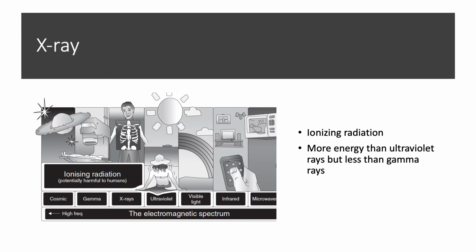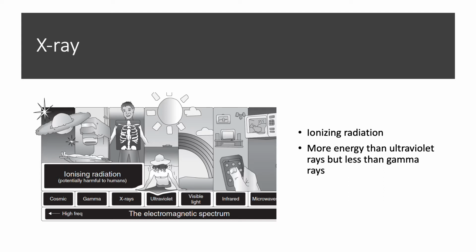In the photo provided, you can see the electromagnetic spectrum from highest to lowest frequency. As can be appreciated in the photo, cosmic, gamma, and X-rays form part of ionizing radiation, which can be potentially harmful to humans. How are X-rays produced?